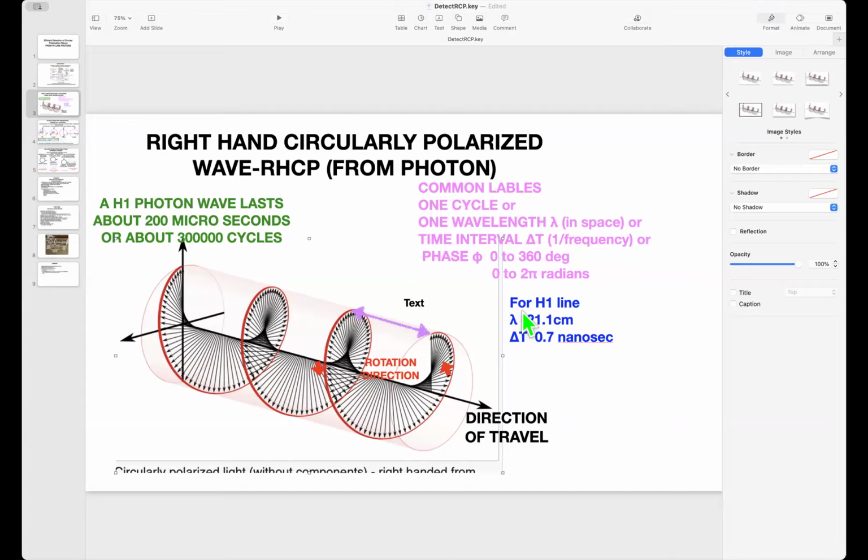And fortunately, with the way you set it up, if you mess up, all you have to do is change one cable. So, the H1 line lambda is 21.1 centimeters, and the period is 0.7 nanoseconds. That's the time between peaks. So I started looking into that.